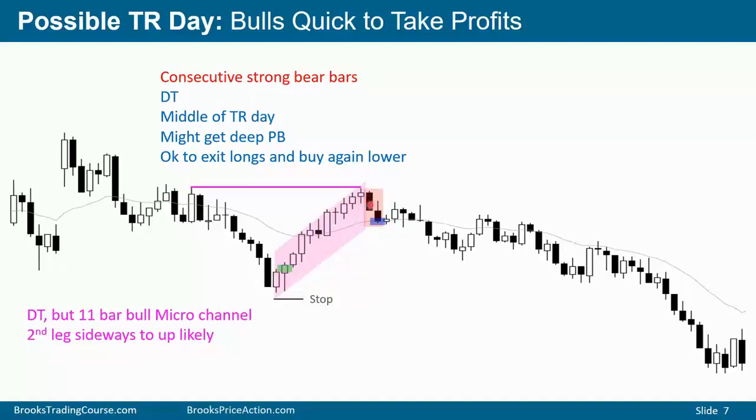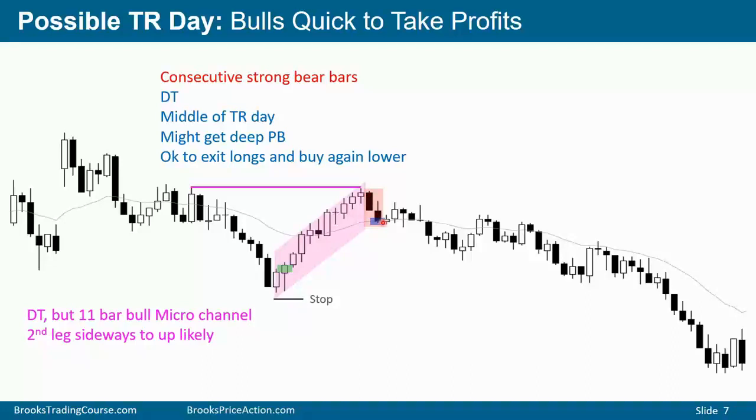We have consecutive strong bear bars, but we have a tight bull channel, an 11-bar bull microchannel. No pullbacks for 11 bars, only one small bear bar. Probably a minor reversal down and a trading range. However, the reversal up is probably minor as well because the channel down is so tight and there's no clear bottom yet. This is not a good lower low major trend reversal or a good wedge bottom. And therefore the rally is probably a bull leg in a trading range or simply a bear flag.